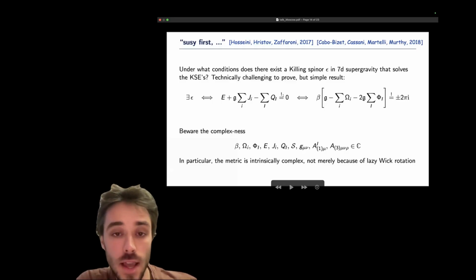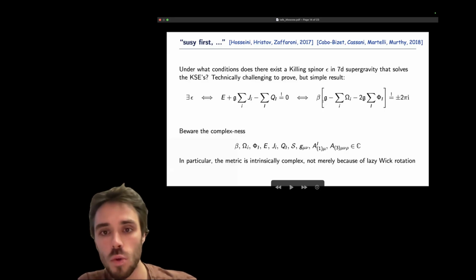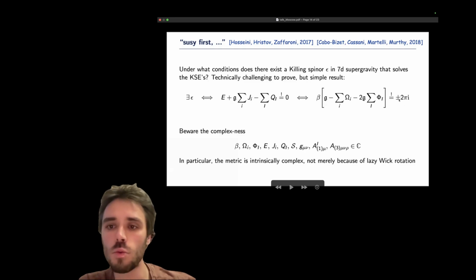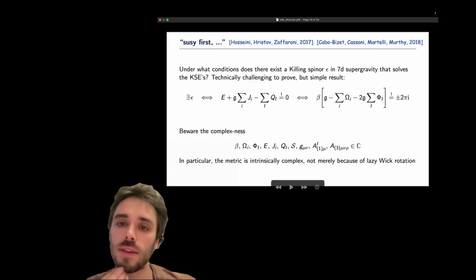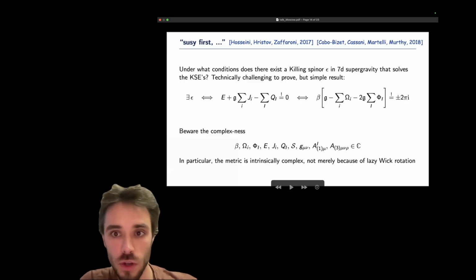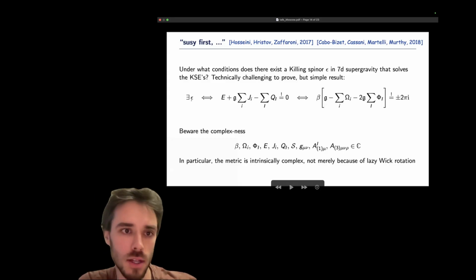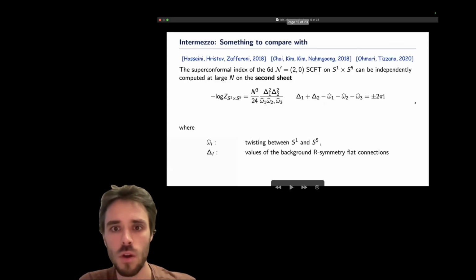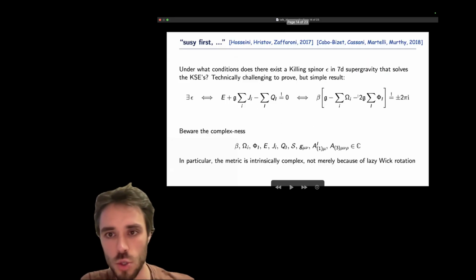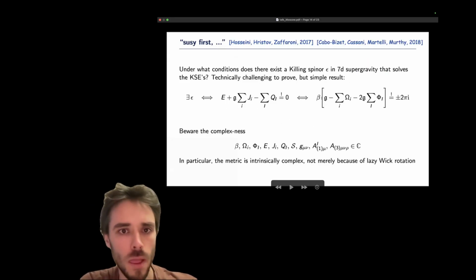And that statement is equivalent to the following statement: that this particular combination of potentials, omega, phi, and so on, and beta, is equal to plus minus 2 pi i. Okay, that is purely gravity analysis. There is no field theory going on here. This is just: does a Killing spinor exist? This relationship is already reminiscent of what field theory is saying about how the fugacities are related. So this should ring some bells.